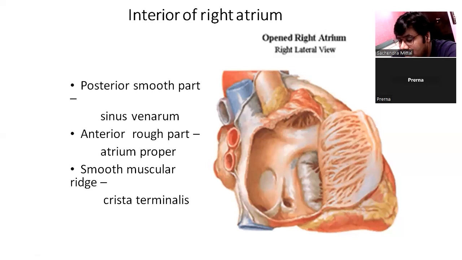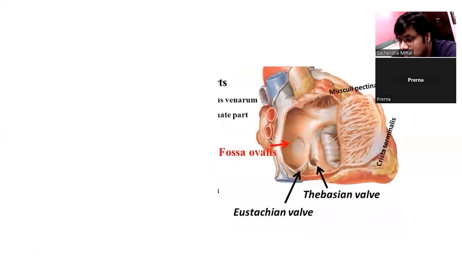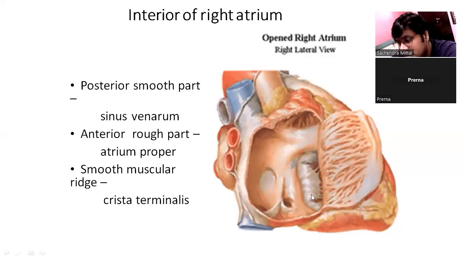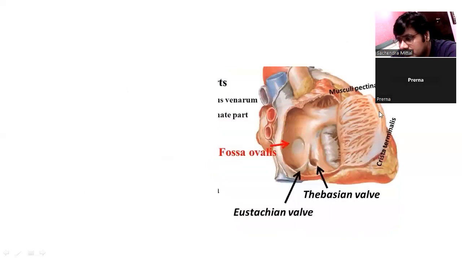The anterior part is rough, which is called the atrium proper, and the posterior part is smooth, which is called the sinus venarum, which is developmentally formed by the sinus venosus. We will discuss that during development. And this is the atrium proper. Now look at this. This is the crista terminalis. On the anterior wall, from the crista terminalis start your musculi pectinati, which go up to the tricuspid valve.